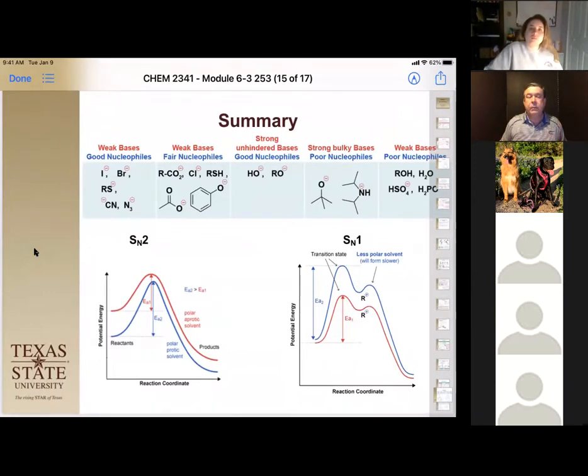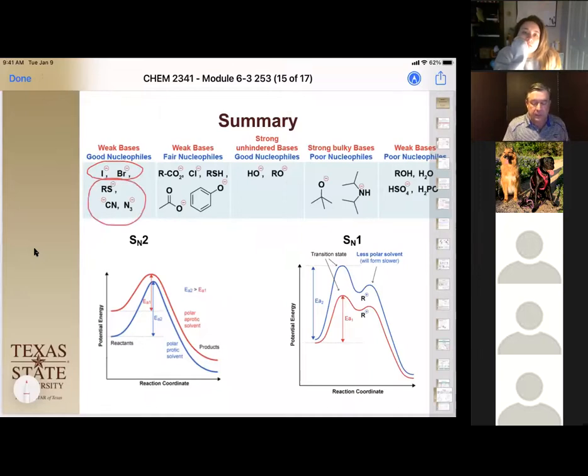Okay, so in summary, we want to look at the types of nucleophiles we have. Weak bases that have a negative charge on them are good nucleophiles. Notice all of these where the conjugate acids are really strong. If we did the conjugate acids of these, they would be fairly strong, and so they're weak bases. They have a negative charge, and they're polarizable. Sulfur's big, bromine's big, iodine's big, and this has resonance. So that's why they're good nucleophiles.